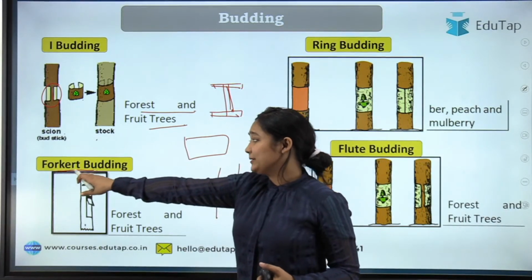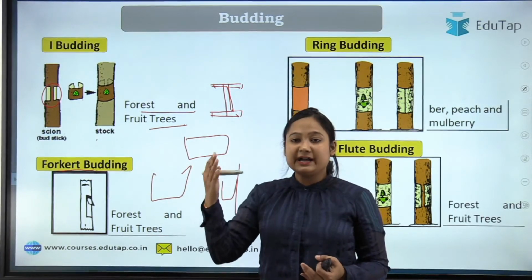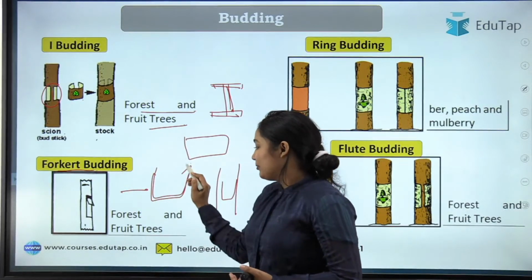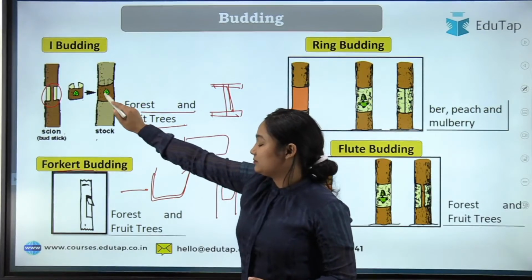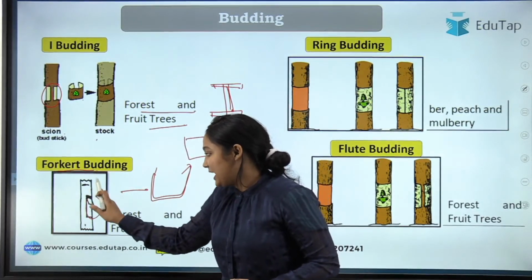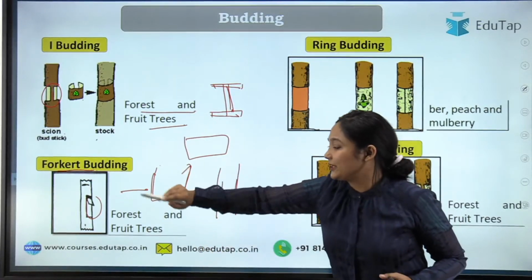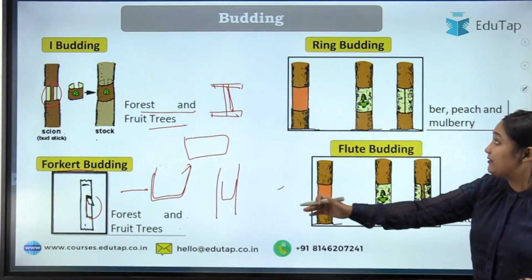So in forked budding, what happens? See, you are making a flap-like structure. I think curtain-like structures are there, so that you will do. You will pick the flap up, put the bud structure there, close the flap, and then wrap it. Okay, that is your forked budding. This is again used in fruit trees and forest trees.